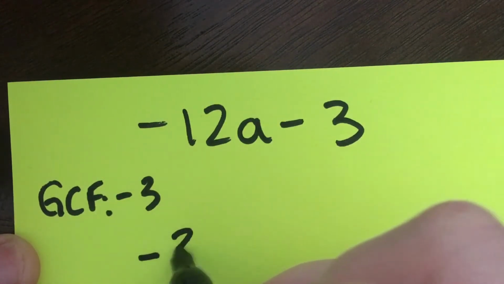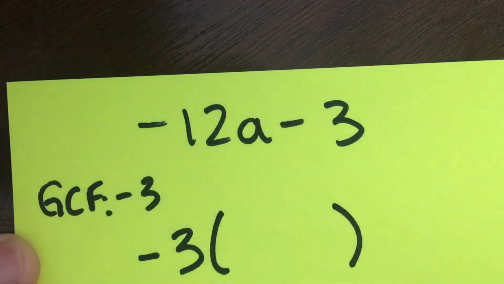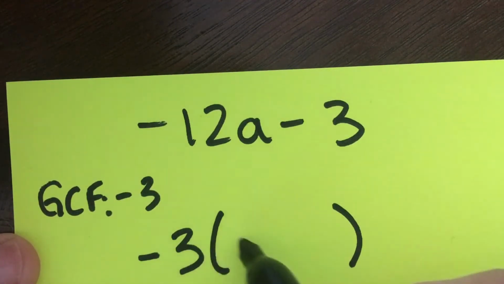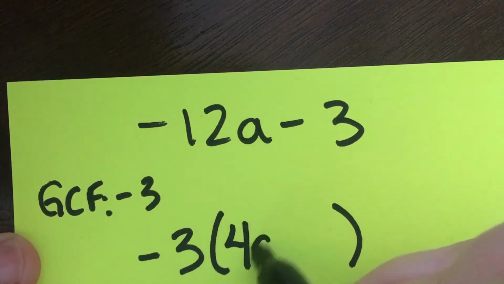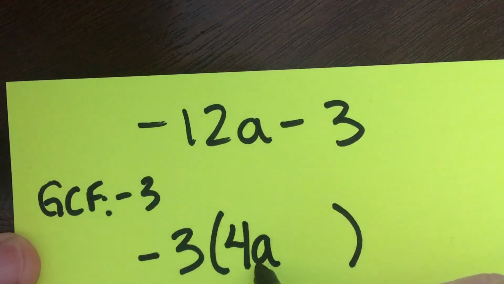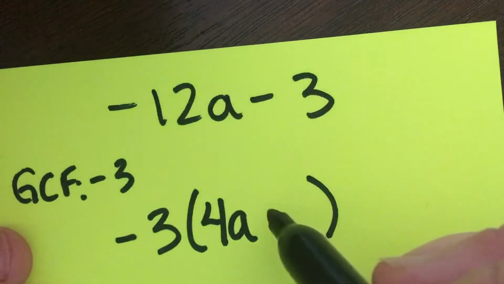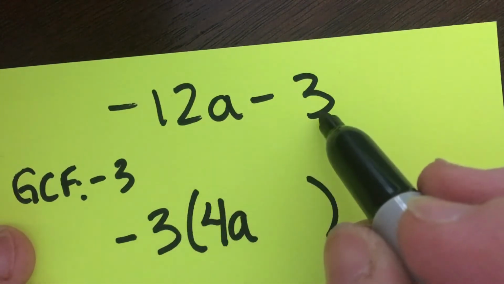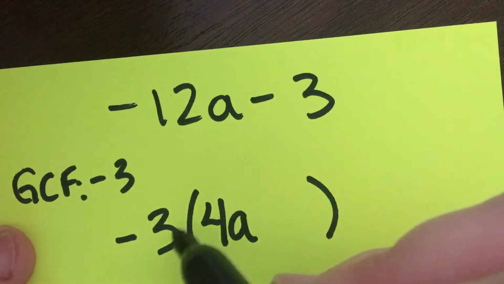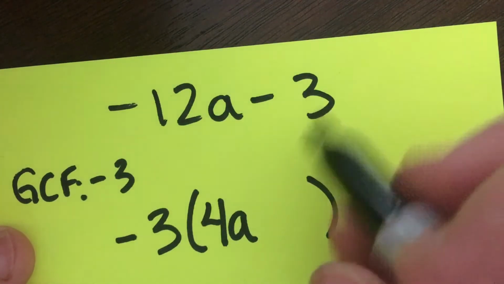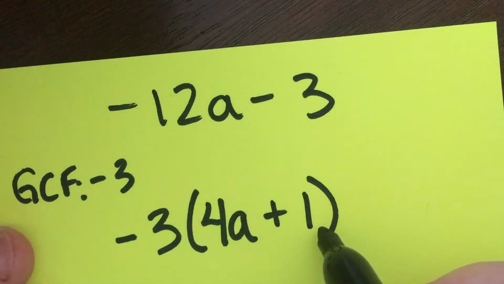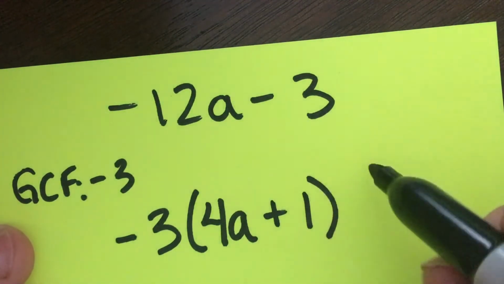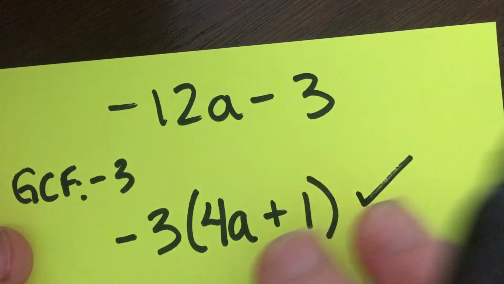So when I put my GCF on the outside, I prepare a binomial space in my parentheses. And so what do I multiply to -3 to regain -12a? Well, it will be a positive 4a, because -3 times 4a gets me a -12a. And then what do I multiply to gain a -3? Or the other way I can think about it is, when I factor out a -3 from -3, I'm left with a positive 1. So -3 times +1 is -3. And so I factored that binomial.